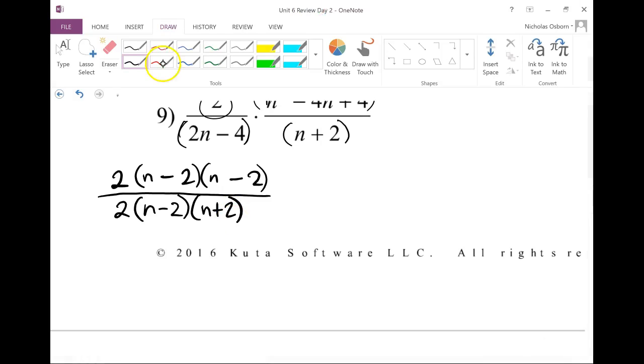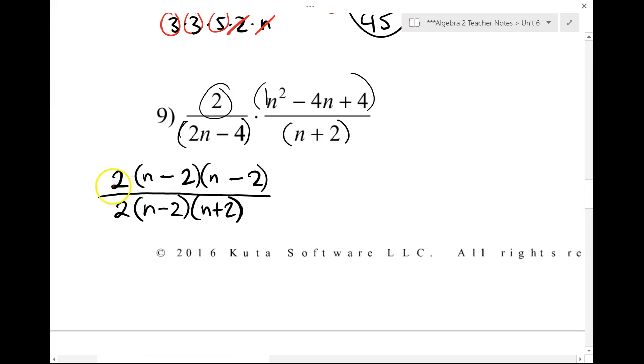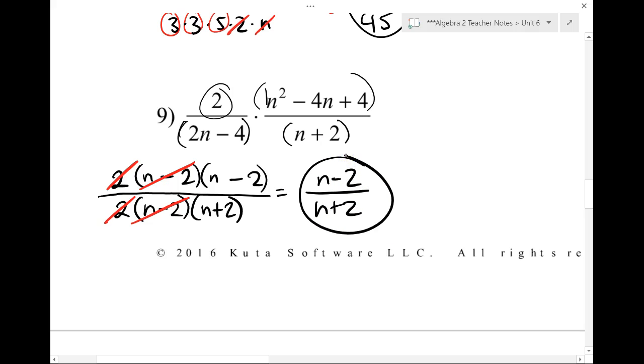Now it's time to cancel out the factors. This 2 goes away, and I can remove an n minus 2 and an n minus 2, and then I'm left with n minus 2 over n plus 2. So there's my final simplified rational, n minus 2 over n plus 2.